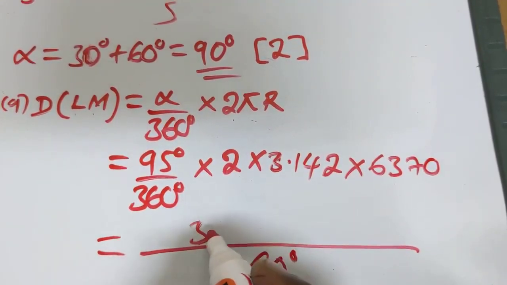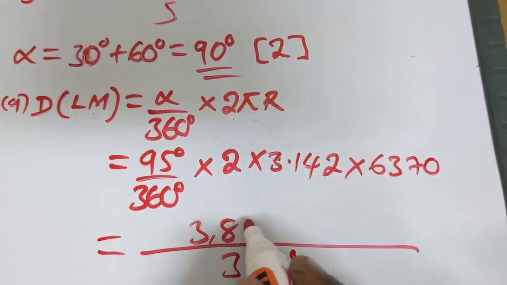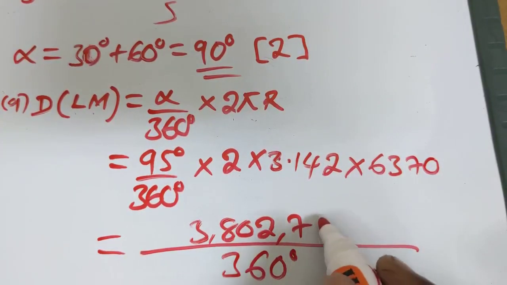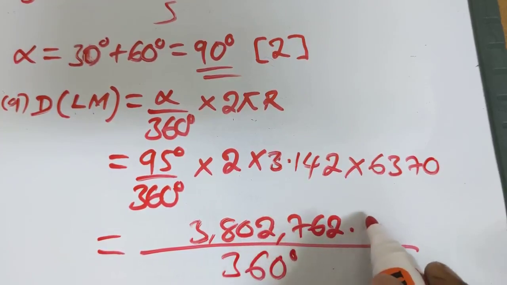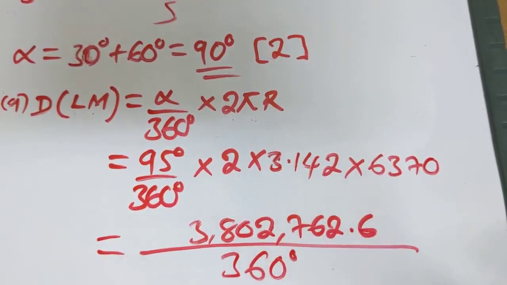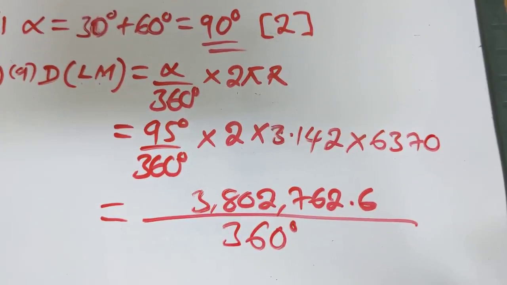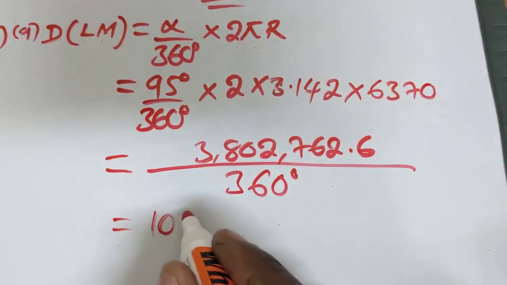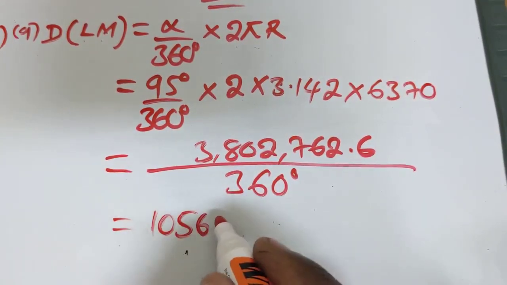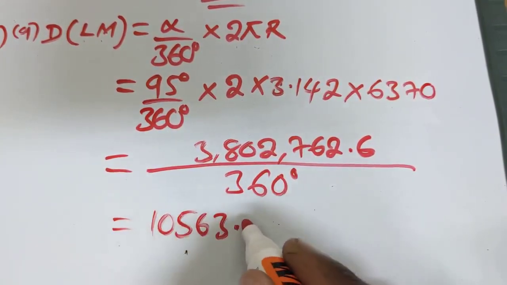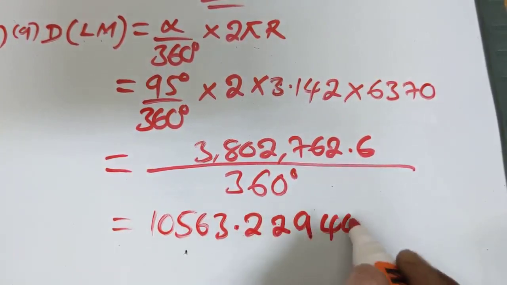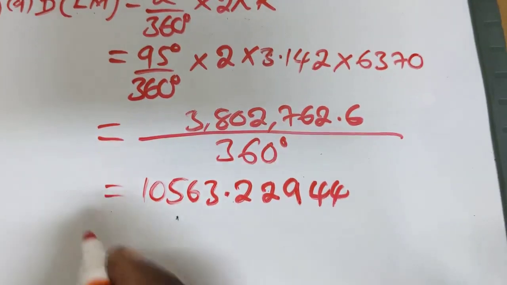You divide, you are going to find this one. If you try to calculate, you're going to find that answer, 0.6, like that. Then when you divide this same answer by 360, you're going to find that the answer is 1056 3.22944. Just write it the way it is there.